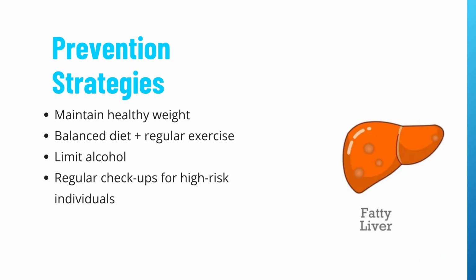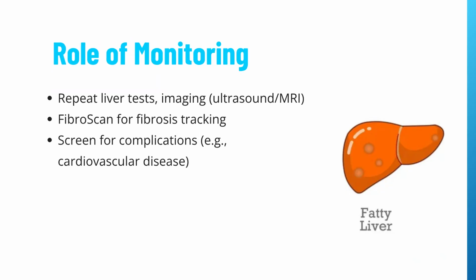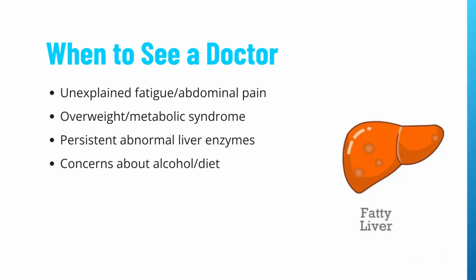To prevent fatty liver disease, maintain a healthy weight, eat a balanced and nutrient-rich diet, stay physically active, limit alcohol intake, and get regular health checkups if you have risk factors. Monitoring is essential. Your doctor may recommend regular liver function tests, follow-up imaging, assessment of fibrosis progression with FibroScan, and regular screening for complications. Consult your healthcare provider if you have unexplained fatigue or abdominal discomfort, are overweight, or have metabolic syndrome, have persistently abnormal liver enzymes, or are concerned about alcohol use or diet.